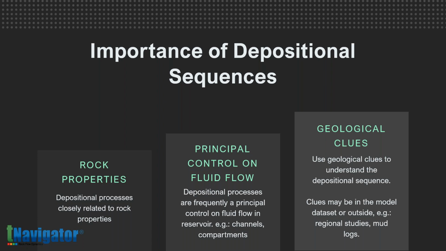So how do we work on depositional sequences? How do we get the information we need? We use geological clues, and some of these clues can be in the model, in the data set, and equally the information can be outside as well. It can be concepts or information from regional studies or even mud logs.